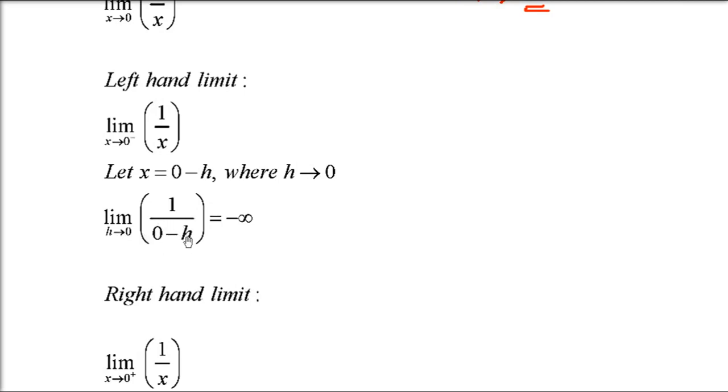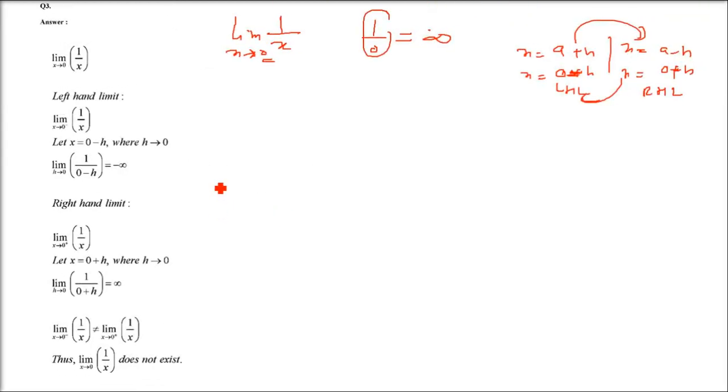So if you put h as 0, 1 by minus 0, 1 by 0 is infinite. As I told you, 1 by 0 is infinite. 1 by minus 0 is minus infinite. Infinite is what? Infinite is any number which is not countable. We don't know that infinite number. It can be anywhere.